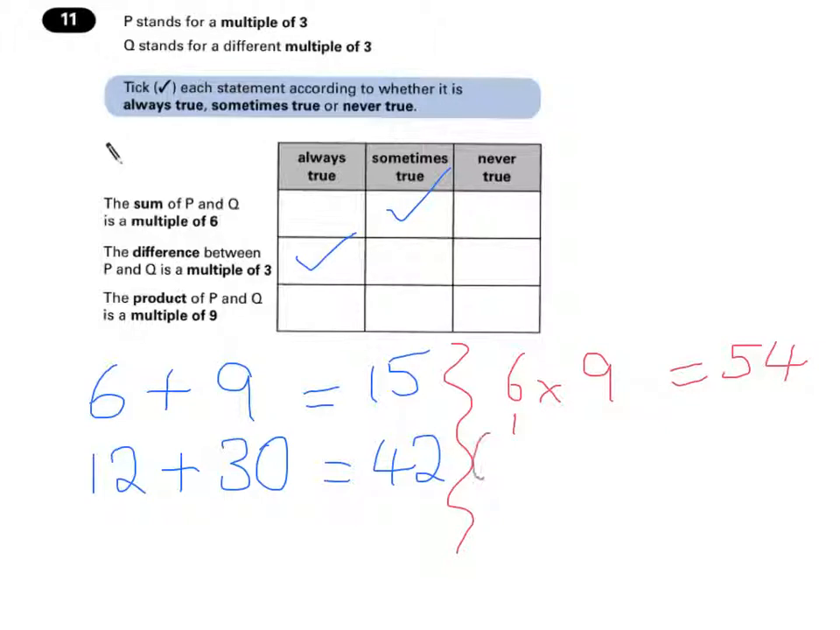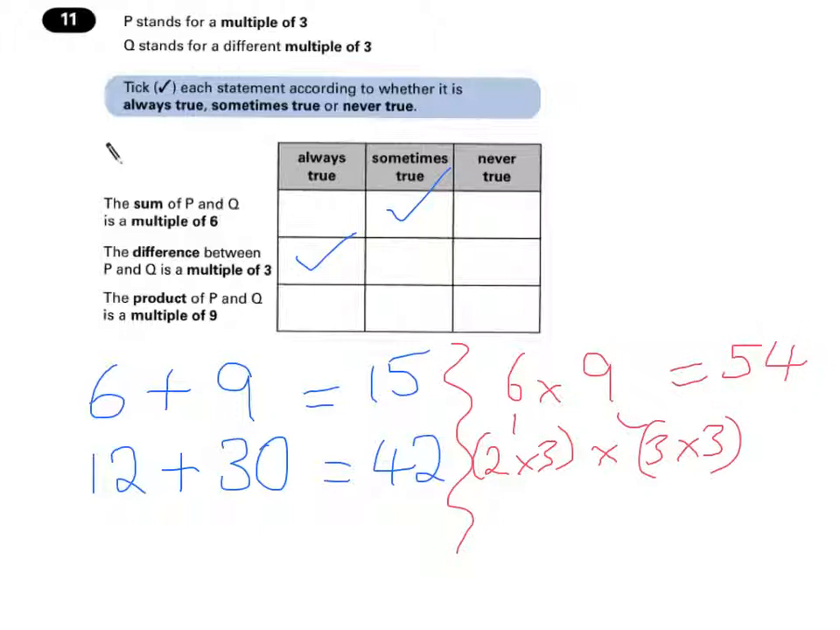6 is made up of 2 times 3. And 9 is made up of 3 times 3. And if I actually look, I've got a 3 here and a 3 here. If I multiply those together, it's 9. How many lots of 9 have I got? Well, it's this 2 times this 3, which is 6. 6 lots of 9 is 54.